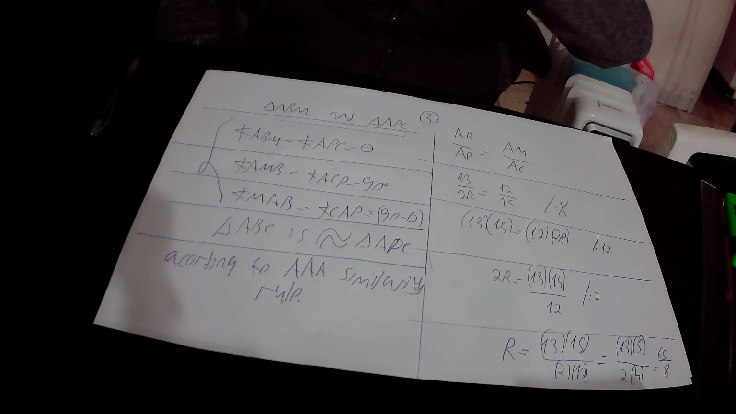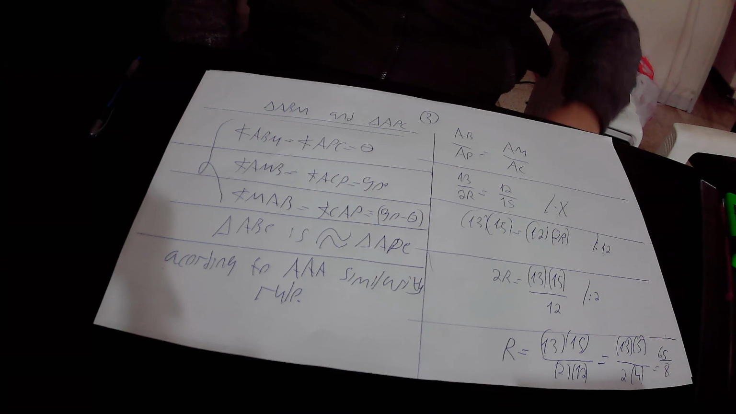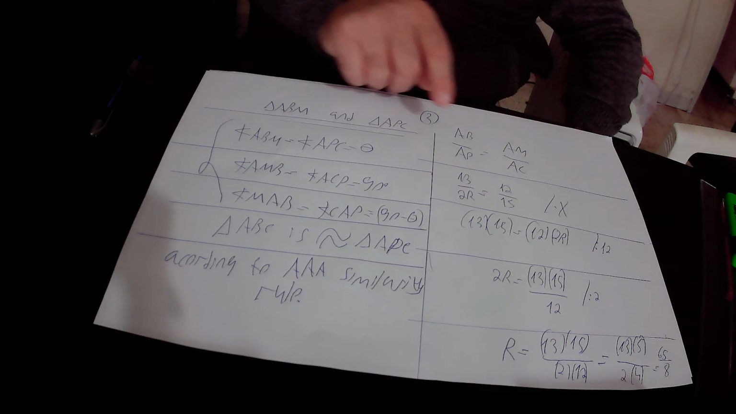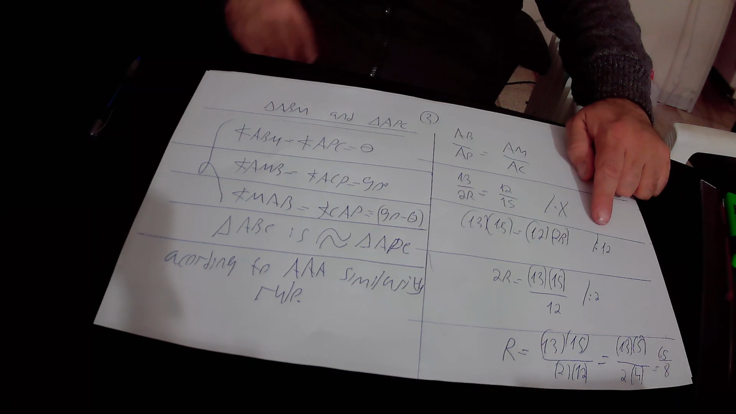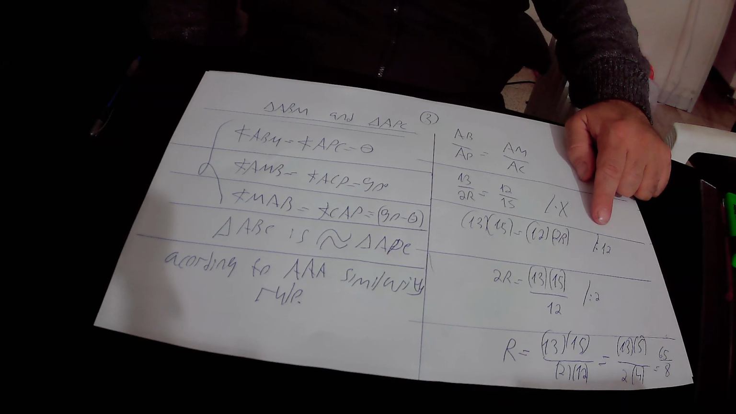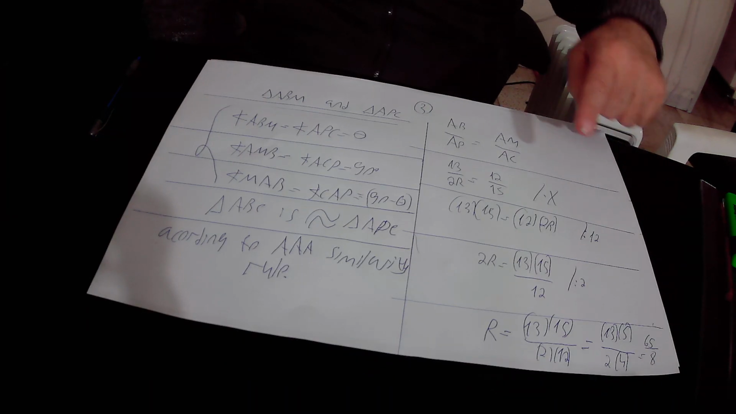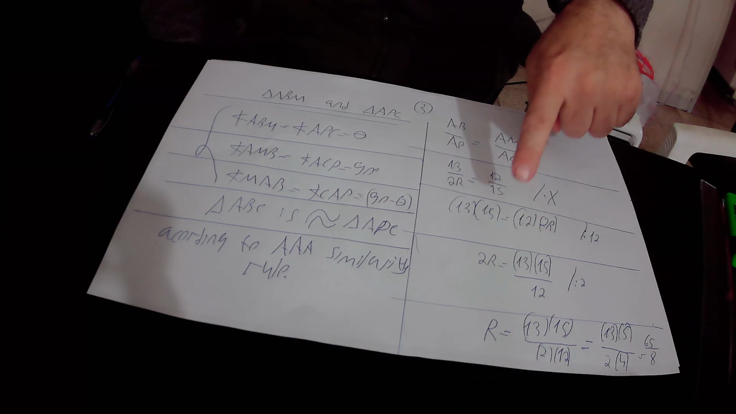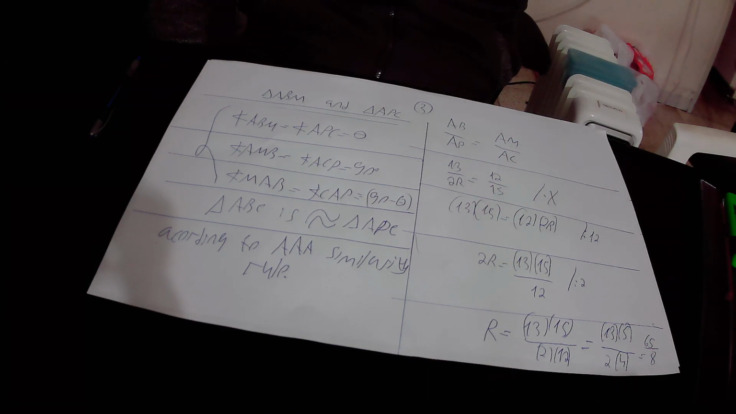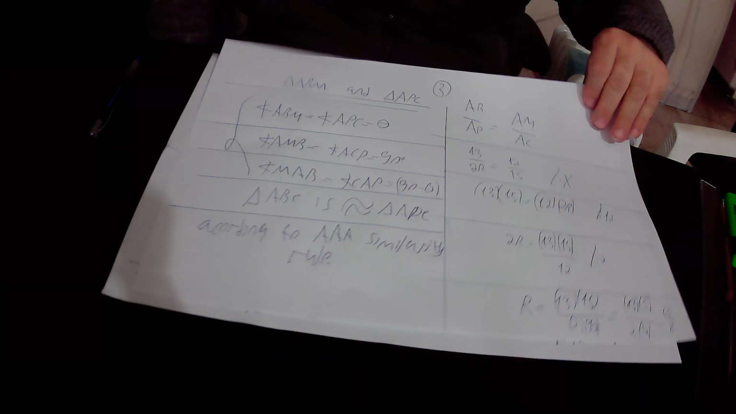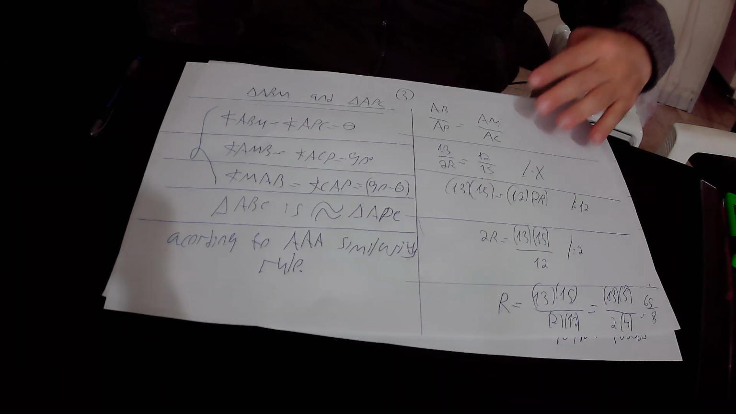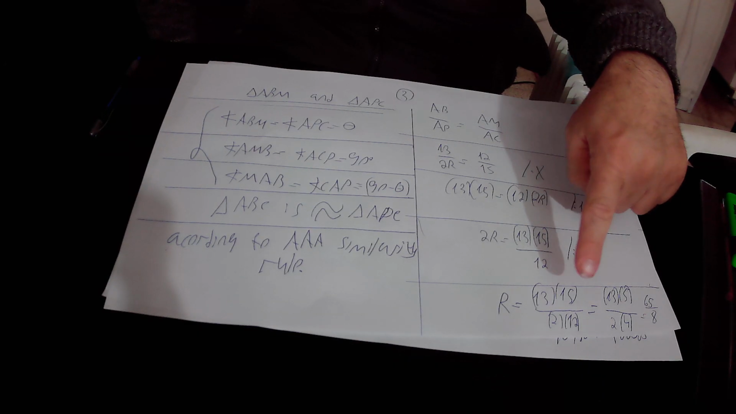Here we cross multiply this equation and find out that 13 times 15 equals 2R times 12. Here we divide this equation by 12 and find out that 2R equals 13 times 15 over 12. Here we divide this equation by 2 and finally find out that R, that is the radius of this circle, equals 13 times 15 over 2 times 12.